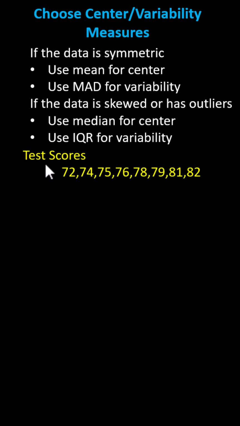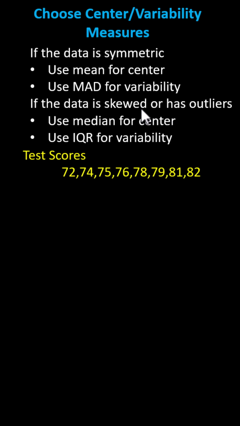In this lesson, we will analyze the data of test scores below to determine the best measure of center and best measure of variability. Analyzing the test scores, notice they're ordered from least to greatest. If we cut it down the middle, notice the data values are spread out fairly evenly to the left and right, indicating the data is symmetric. Because the data is symmetric, we will use the mean for the best measure of center and the mean absolute deviation, or MAD, for the best measure of variability.